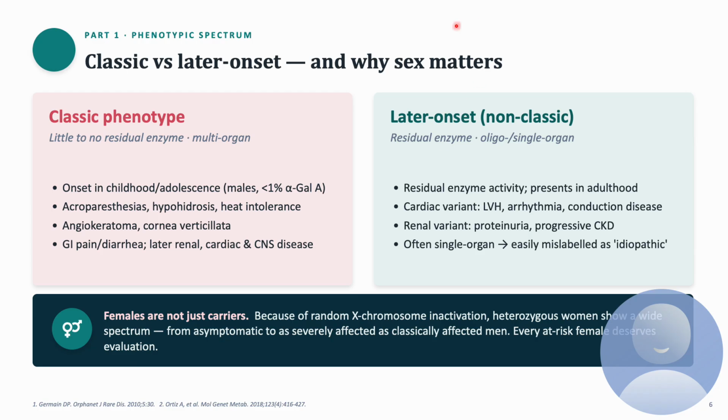The later-onset or non-classical type is increasingly recognized. These patients retain some residual enzyme and present in adulthood, often with disease confined to one organ. The cardiac variant has left ventricular hypertrophy and arrhythmia. The renal variant has proteinuria and progressive CKD. Because it looks like single-organ disease, it is often mislabeled as idiopathic.